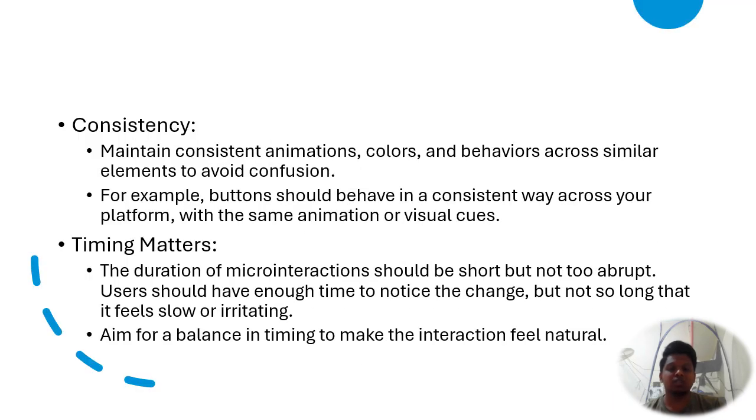Consistency: maintaining consistent animation, color, and behavior across similar elements, avoiding confusion. For example, buttons should behave in a consistent way, and the platform should have the same animation visuals. Timing: the duration of micro interactions should be short and not too obscure. Users should have enough time to notice the changes but not so long that they feel slow or irritated. Aim for a balance in timing to make interactions feel natural.